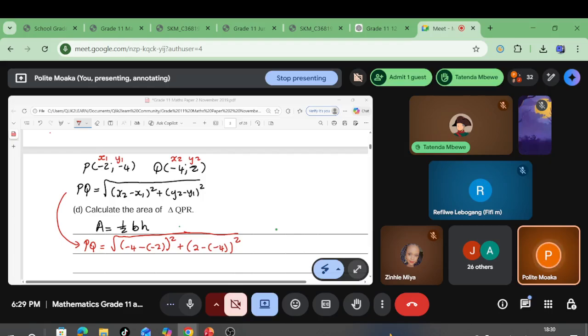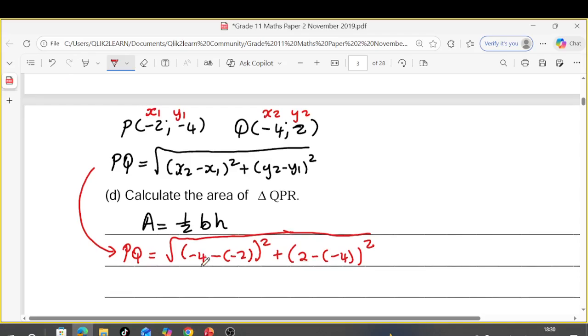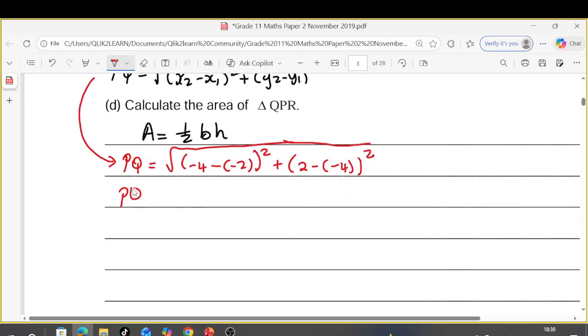Root of minus 4 plus 2, and this is squared, plus 2 plus 4, this is also squared. 2 root 10. So we get this answer. I'm just going to leave it in that form. PQ is equal to 2 root 10.